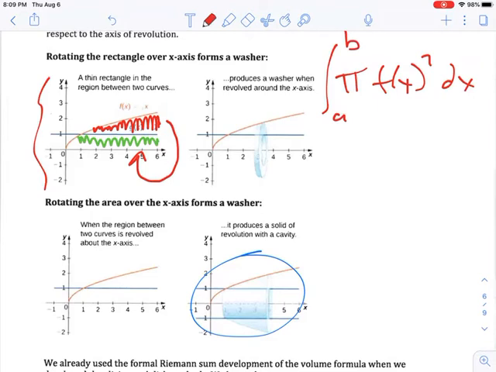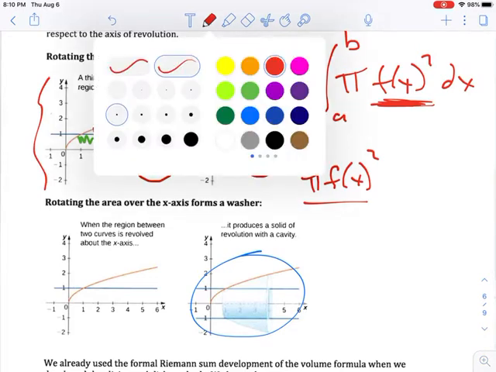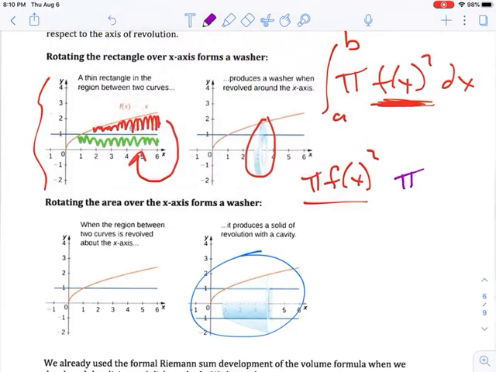But now we have two functions. And so if we want to find the radius squared, that would be the area of the circle. If we just take the larger circle, that would be f of x squared times pi. That gives me the area of the outer circle. And then the area of the inner circle is going to be pi times g of x squared.